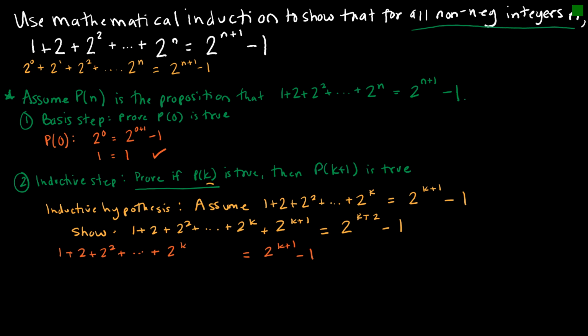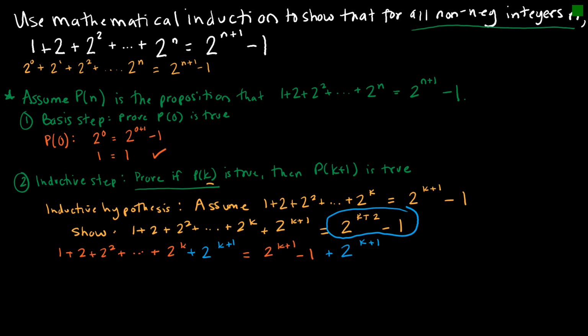And just like I did on the last one, I'm going to then add 2 to the k plus 1 on each side. Now why did I do that? Again, because I knew all of the stuff that I'd written in orange is true, and now I'm just adding something equal on each side. And what I'm trying to get to is, of course, here. So let's see if we can get to that from what I have just written.